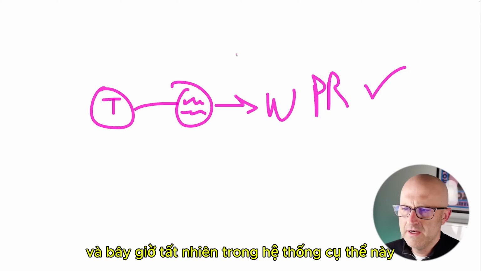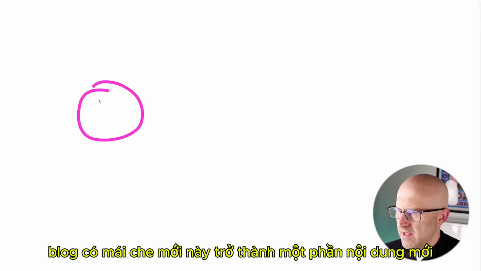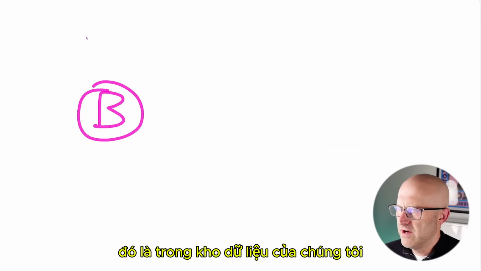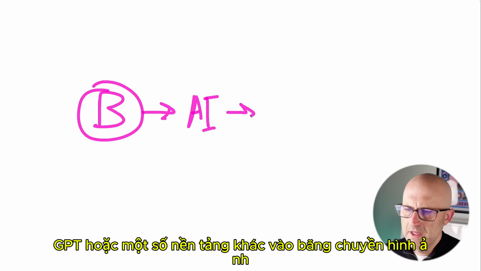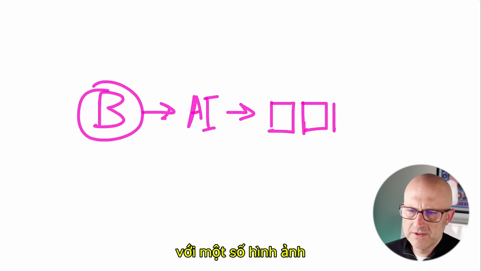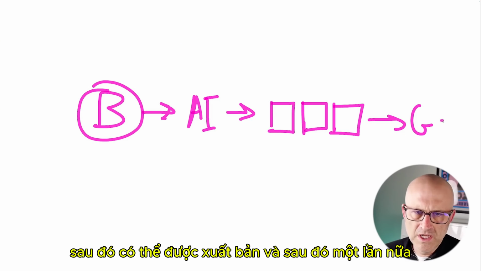And now, of course, in this particular system, this new proofread blog becomes a new piece of content that is in our data store that could be transformed again by AI and ChatGPT or some other platform into an image carousel with several images that again might go to a graphic designer for approval, which can then be published.